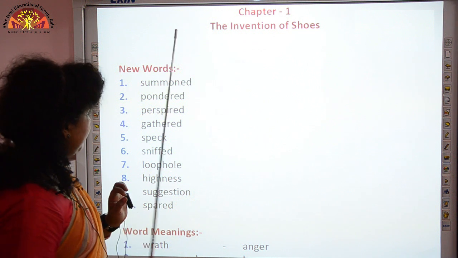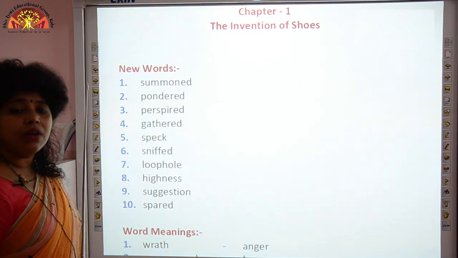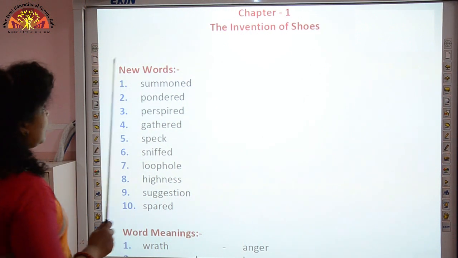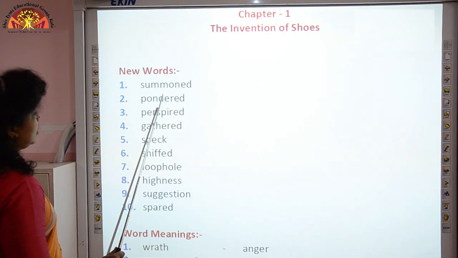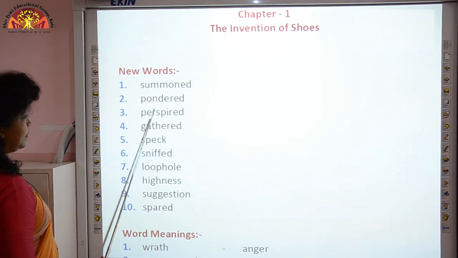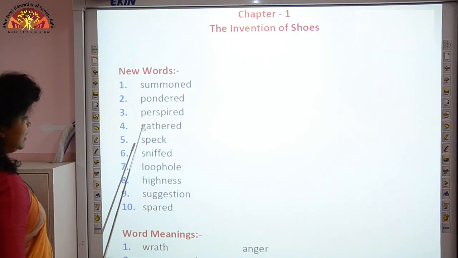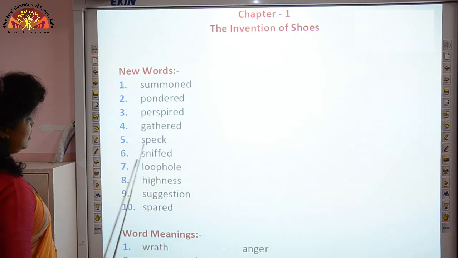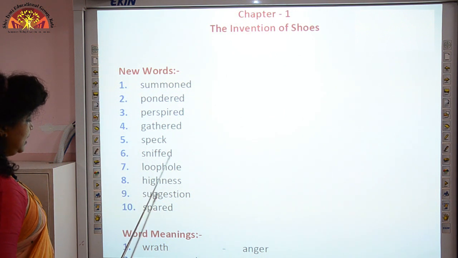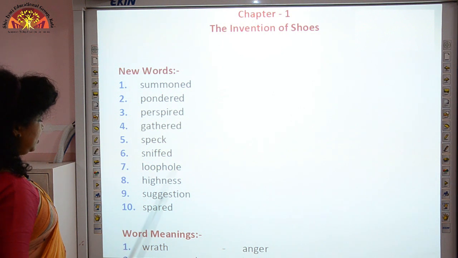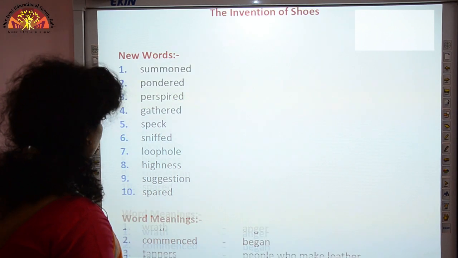the appropriate places. So let's go through the list of new words that you had already marked in the textbook. What are these new words? 1. Summoned. 2. Pondered. 3. Perspired. 4. Gathered. 5. Speck. 6. Sniffed. 7. Loophole. 8. Highness. 9. Suggestion. And 10. Spared.